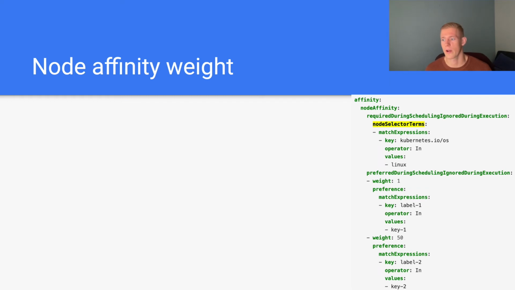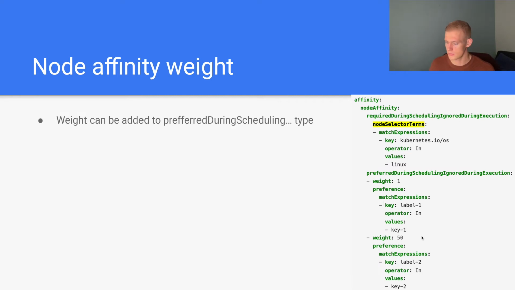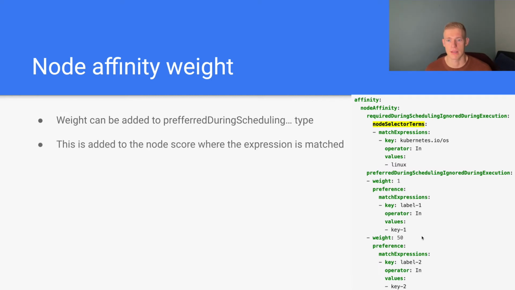Now, node affinity weight. A weight can be added to the preferred during scheduling, ignored during execution type of affinity. And what this does is it is added to the node score when the expression is matched. So when the scheduler is evaluating where a pod should be run in the cluster, it produces a score for each particular node. If we add a weight, then that weight will be added to that particular score based on whether or not it matches that expression.